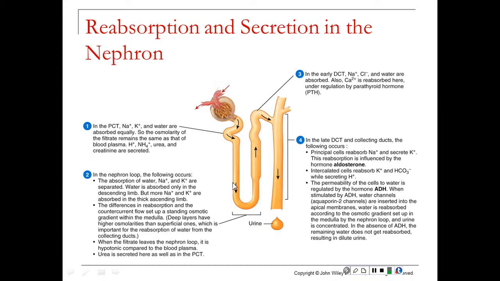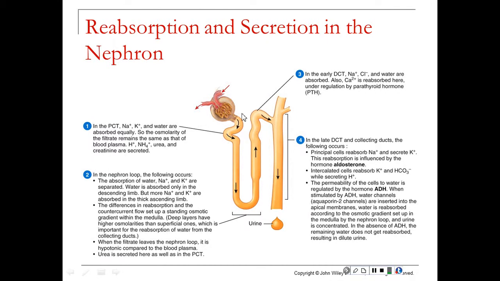More sodium and potassium are going to be absorbed in this thick ascending limb. The differences between reabsorption of water and sodium and potassium allow for this setup called countercurrent flow or countercurrent multiplier. When that filtrate leaves the nephron loop, it's very hypotonic compared to the blood plasma, and then urea is secreted here as well as in the PCT.